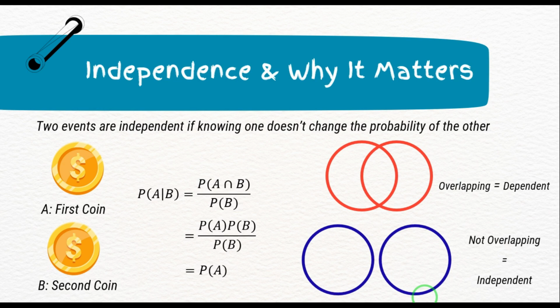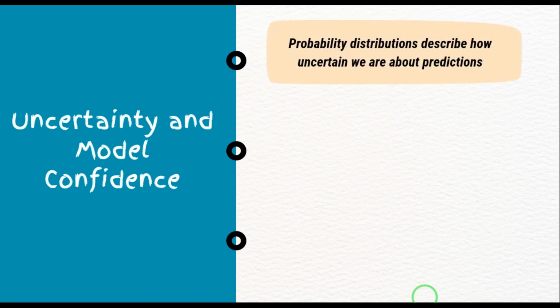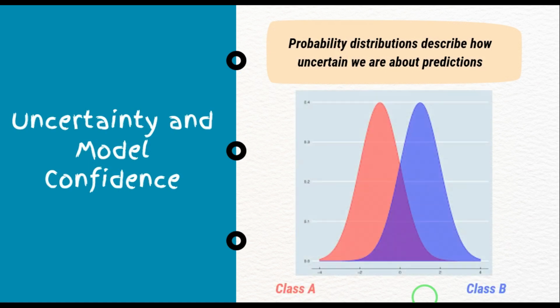So far, we have seen how probability helps models make predictions. Now let's look at how it measures uncertainty. To measure uncertainty, we use probability distributions. Probability distributions are powerful tools. They tell us not just what the model predicts, but how confident it is. For instance, if two classes overlap, the model's confidence will drop, and that uncertainty can be modeled using probability distributions like Gaussian or Bernoulli.